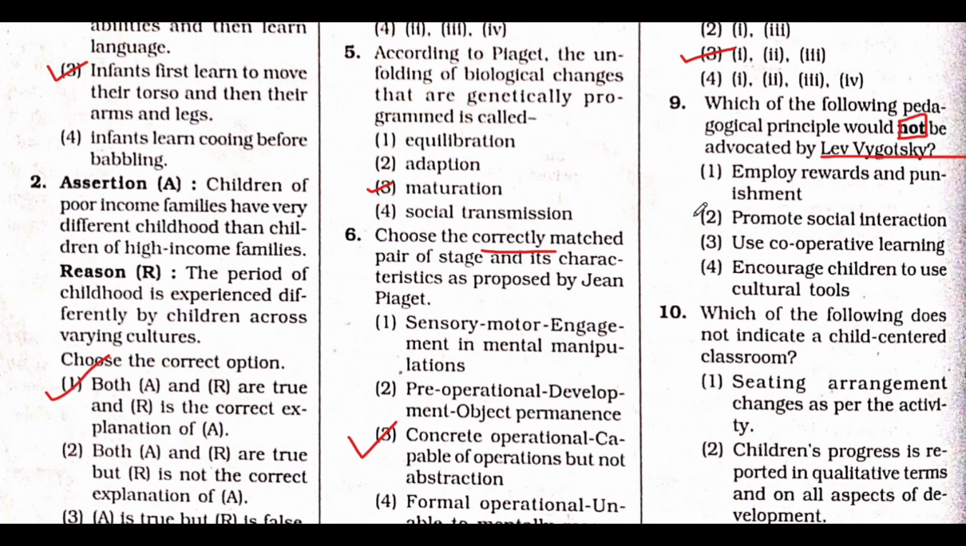Before I tell you, you answer. Which one do you think will be the correct answer here? See, whenever you see the word social, this will be correct. Cooperation is also correct. Encouragement of children to use cultural tools is correct. He believes in culture, in society, in cooperation, and in group activities. So the wrong answer here is the employment of rewards and punishment.